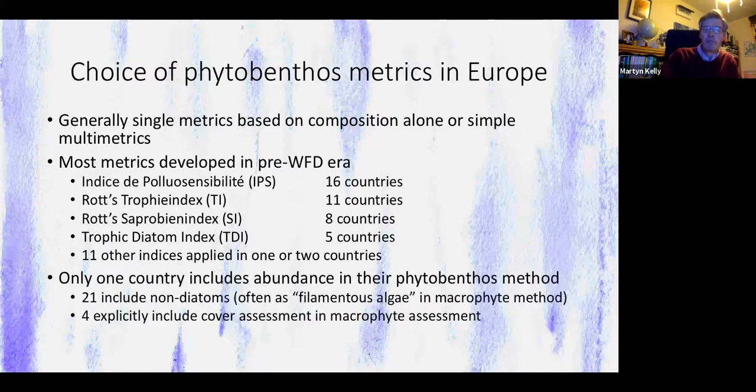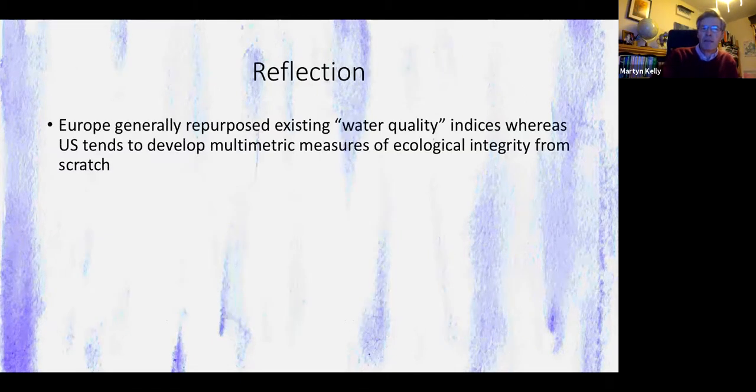One of the striking differences between the EU and US is that relatively few are measuring abundance as part of their phytobenthos. Actually, only one country includes abundance in their phytobenthos method. And some other countries are including cover assessment as a proxy for the quantity of algae in their macrophyte assessments. I'll talk a little bit more about that in a moment.